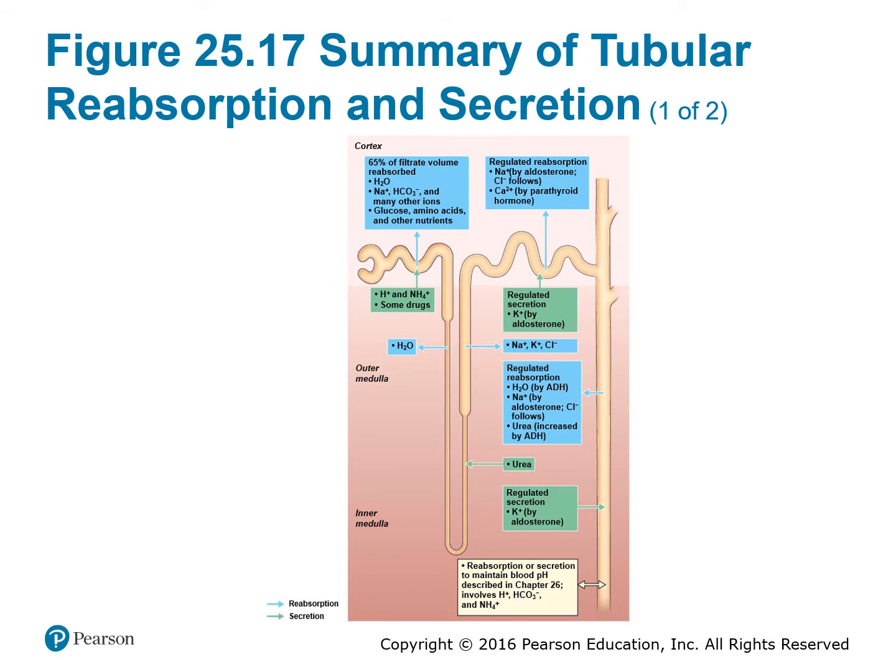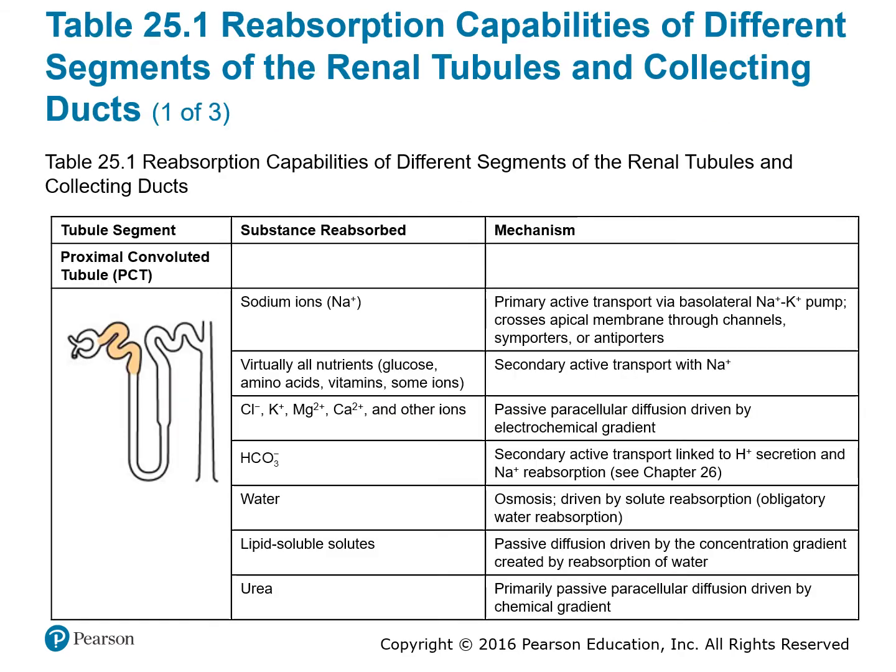Here's a nice picture that kind of pulls it all together for you. So if it works for you to draw this, you can redraw this, and you can see exactly where reabsorption and secretion are happening, about what we were just talking about and going to continue to talk about. But a nice visual here for you if you like to study via drawing. So looking here, let's look at this table: reabsorption capabilities of different segments of the renal tubules and collecting ducts.